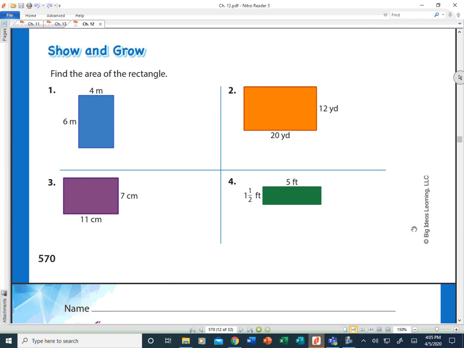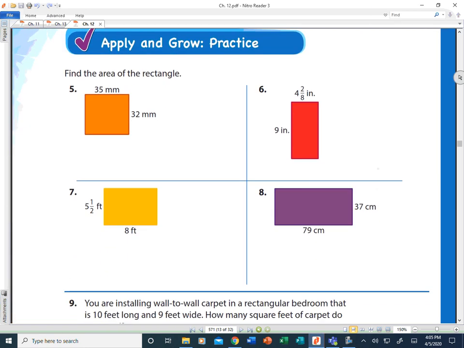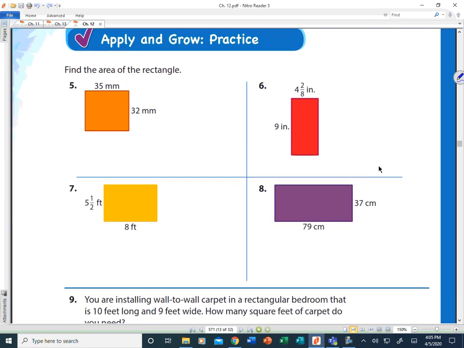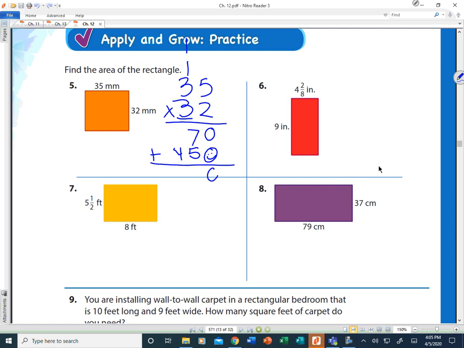Okay, moving on. This one's going to go so fast. Do you see it? Oh, it's beautiful. Length times width, area. So 35 times 32. Multiplying 2 times 5 is 10. 2 times 3 is 6, plus 1 is 7. Smiley McDoodle face. Then 3 times 5 is 15. 3 times 1 is 3, plus 1 is 4. When I add them together, I get 520 square millimeters.